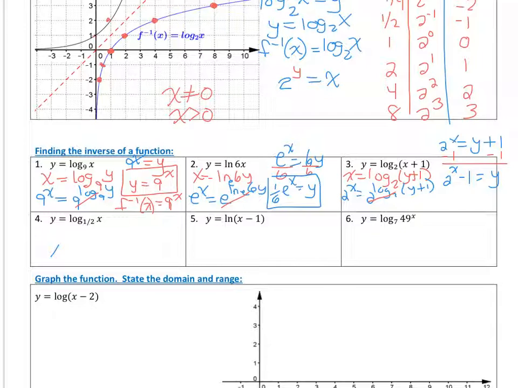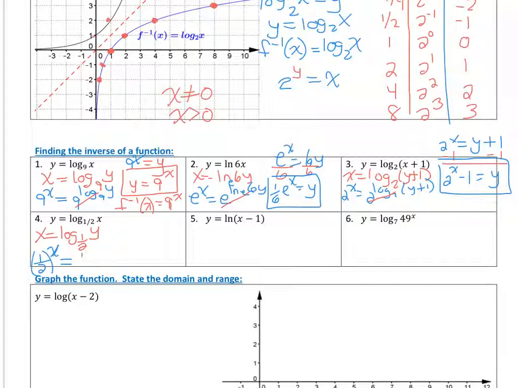And that would be my inverse function. Number 4, y equals log base 1/2 of x. I'm going to replace y with x, and I'm going to replace x with y. How do I undo log base 1/2? I'm going to use 1/2 as a base. So I'm going to put 1/2 raised to x.